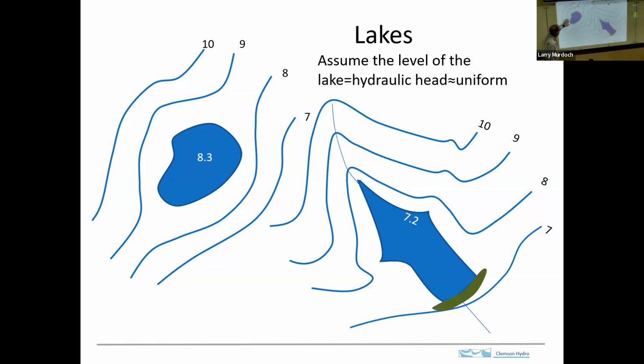And so the stage of the lake, or the elevation of the water surface, would be the hydraulic head there. So in this case, it's 8.3. And what we'll often assume is that the stage of the lake is the hydraulic head in the lake, and that stage is different than any of the contours that you're drawing. Okay, so it could be that this has a stage of 10, and you have a contour of 10.